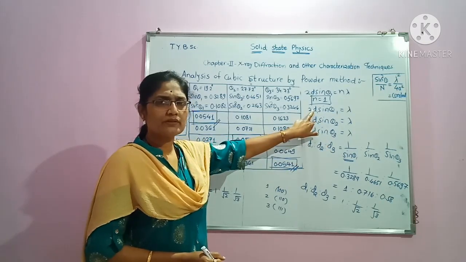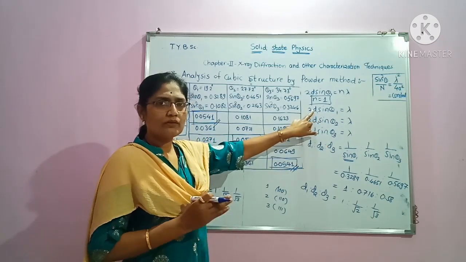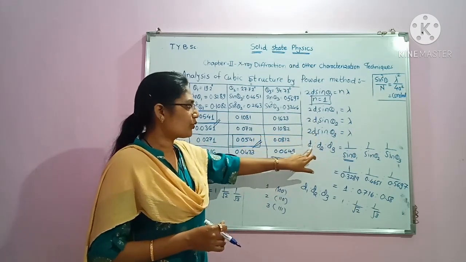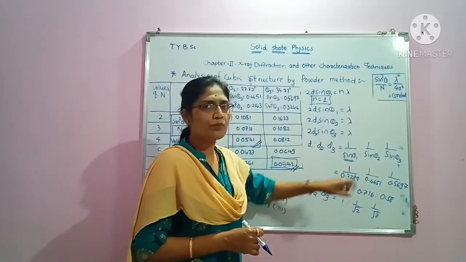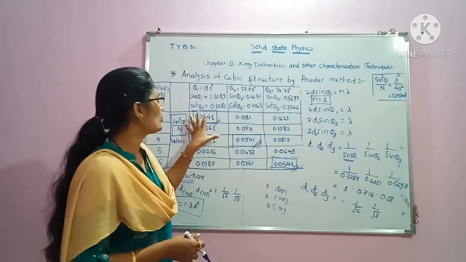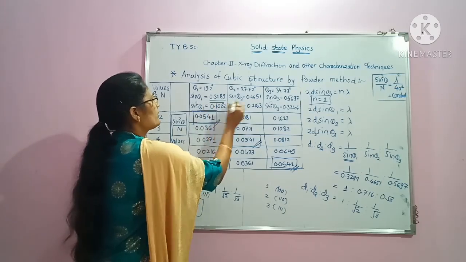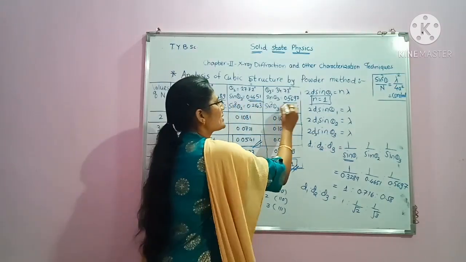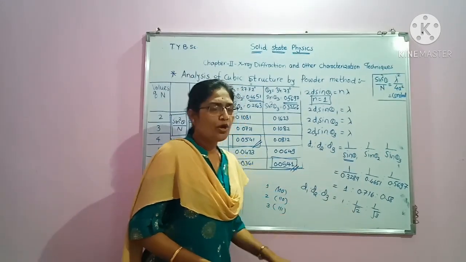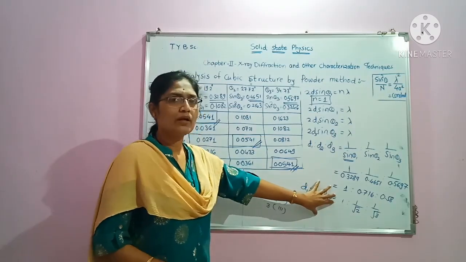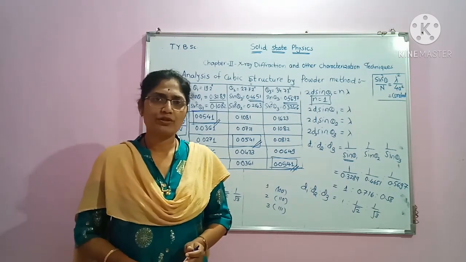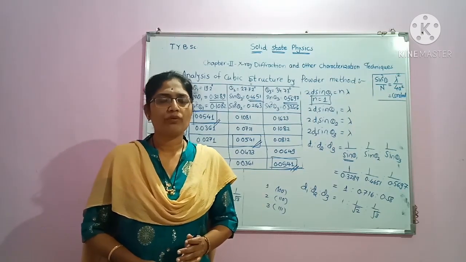d1 is representing the plane 100, d2 is 110, and d3 is 111. So d1 is to d2 is to d3 comes out as 1 upon sine theta 1 is to 1 upon sine theta 2 is to 1 upon sine theta 3. By making use of this table, we have substituted the values of sine theta 1, sine theta 2 and sine theta 3, and we have obtained this ratio as 1 is to 1 upon root 2 is to 1 upon root 3, and this represents the cubic structure. So here we have used the powder diffraction method to analyze the crystal structure of a cubic crystal.